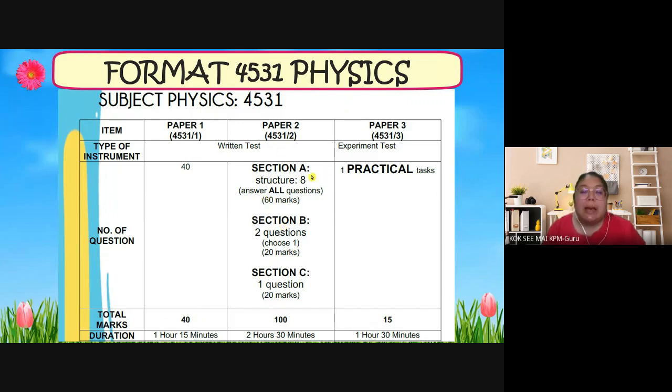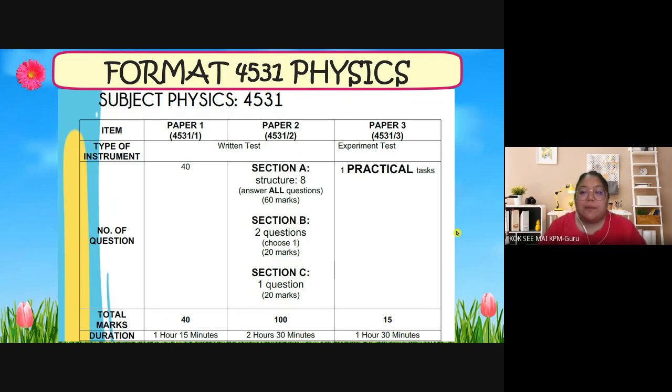Paper 2. Paper 2 is a 100 mark question. 一个 paper 2就100分。Okay, same like just now I told you. Section A is a 8 question. 8 question already take 60 marks. Okay, section B, they got 2 questions, but you choose one. One question is a 20 marks. After that, section C is a compulsory. There's a 20 marks. So total is 100.